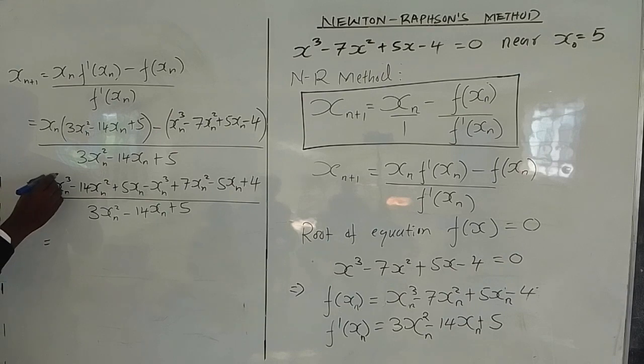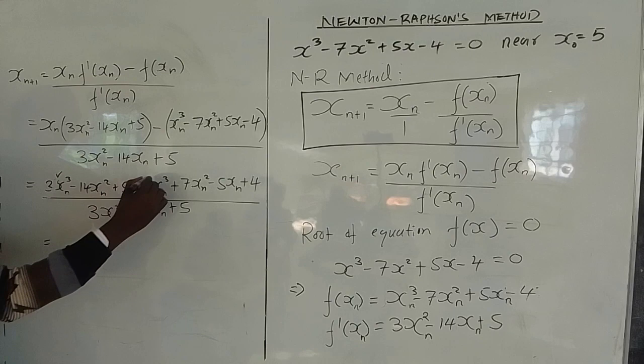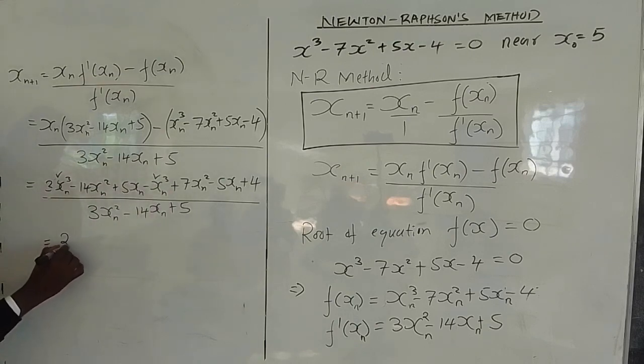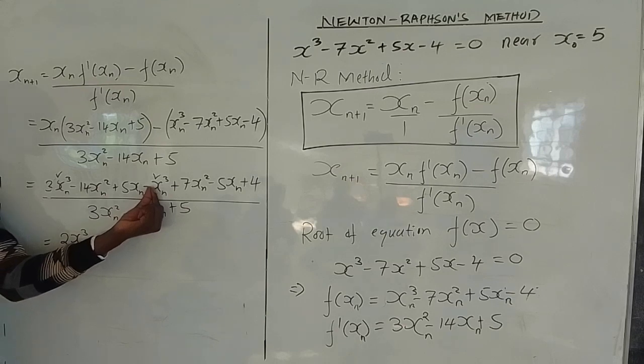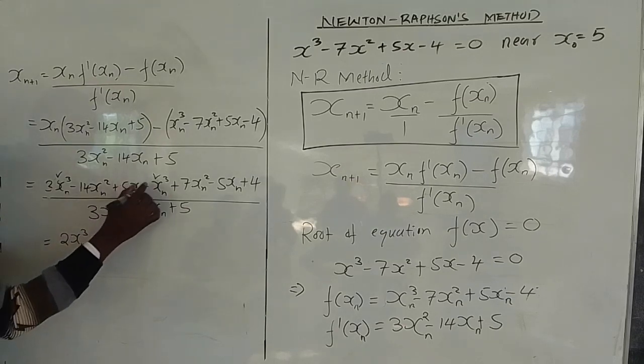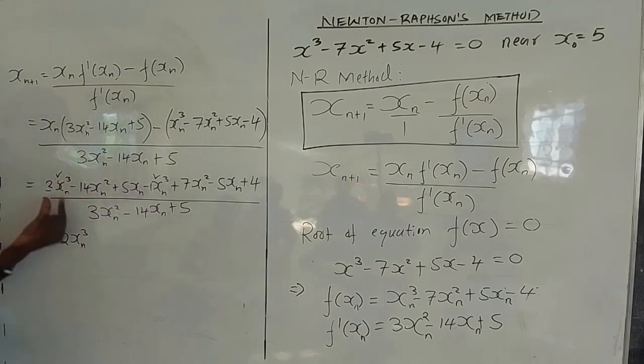Meaning I'm joining this and this, isn't it? Are we together? Is that okay? So start with this 3xn cubed and minus xn cubed. I remain with the 2xn cubed. These are 3 of them, this is just 1. There's a silent 1 here. So 3 minus 1, you have the 2xn cubed. I'm done with xn cubed.